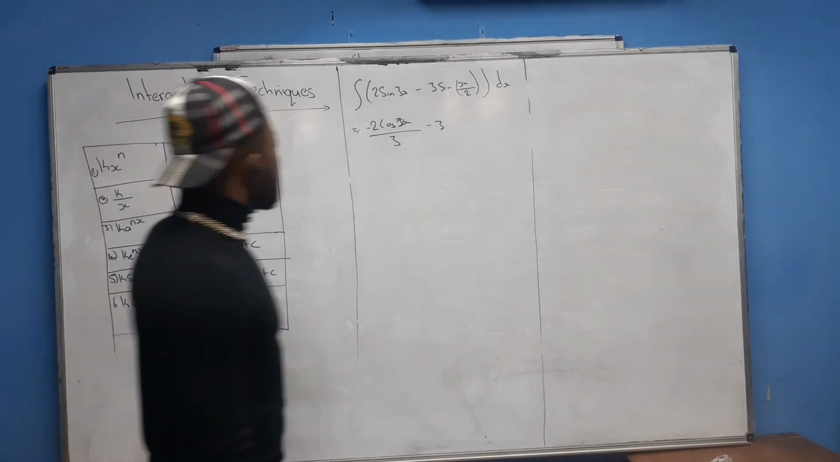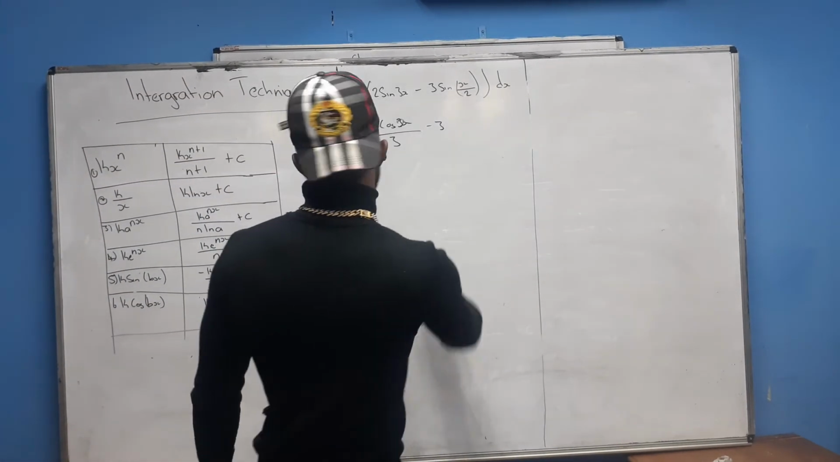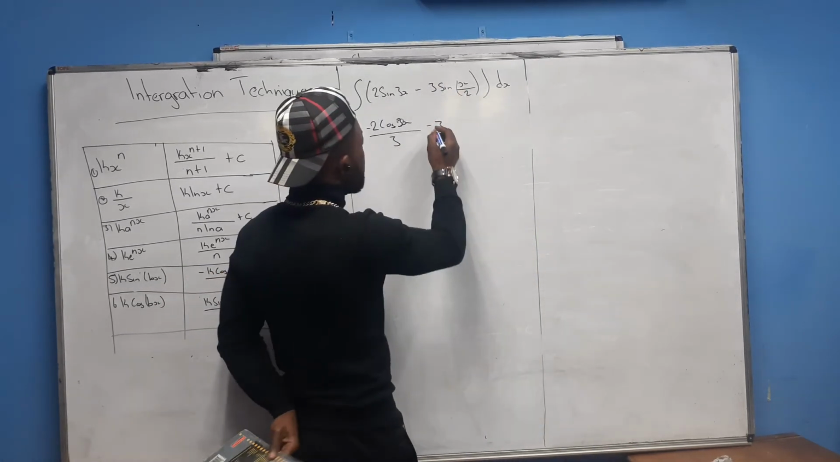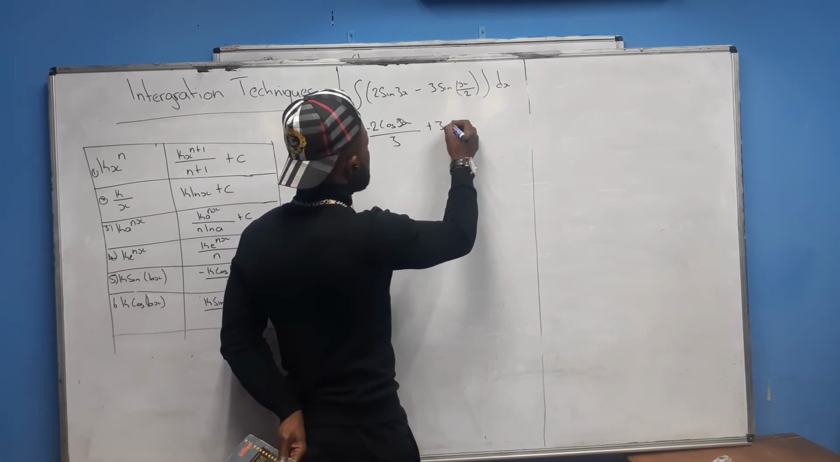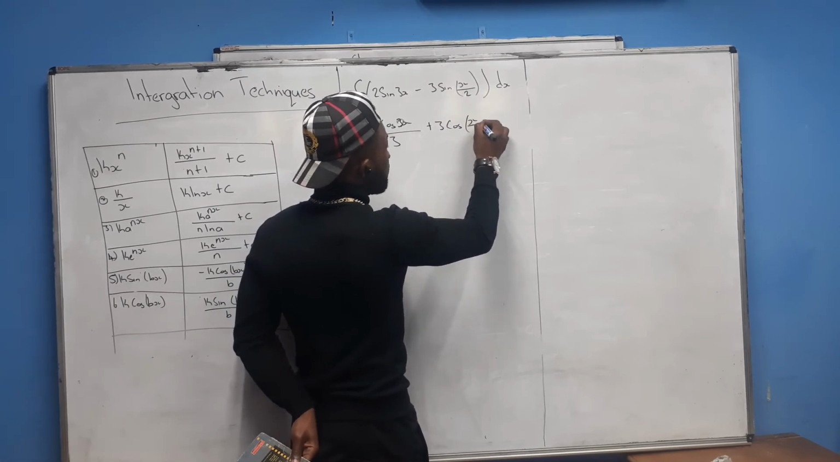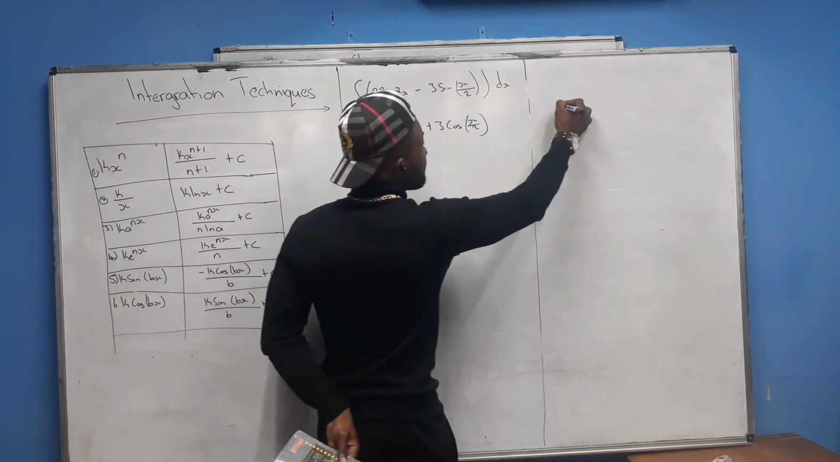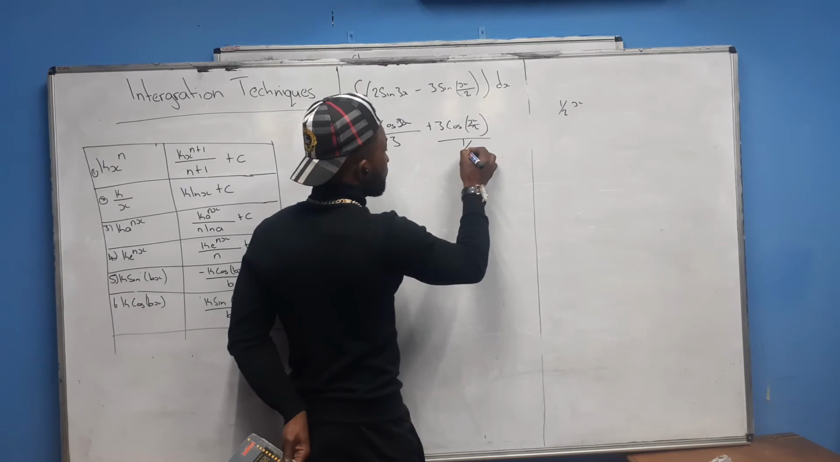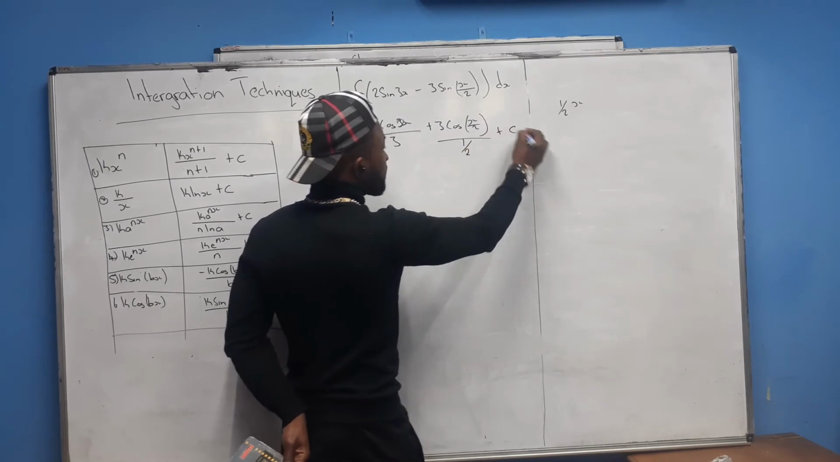Okay, it was correct. And then remember, the integral of sine is negative, so here it's going to be a negative, and it will give me a positive cos x over 2. Remember, x over 2 is the same as 1 over 2 multiplied by x. So I have to divide by 1 over 2, plus c.